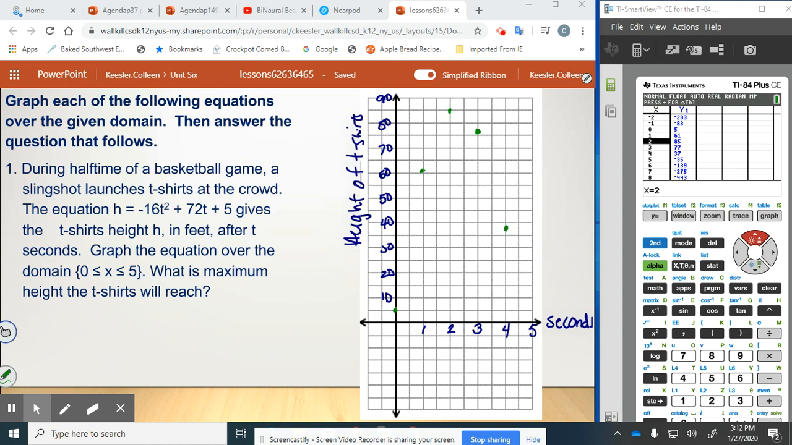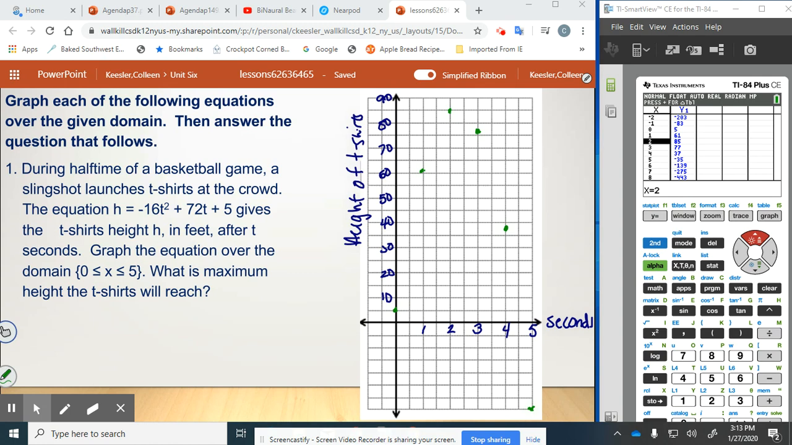And 5 is at negative 35, which is going to be way down here. Okay, so that doesn't really make sense because you wouldn't have negative feet from a launch of t-shirts, but we want to put it there so you see the whole launch.